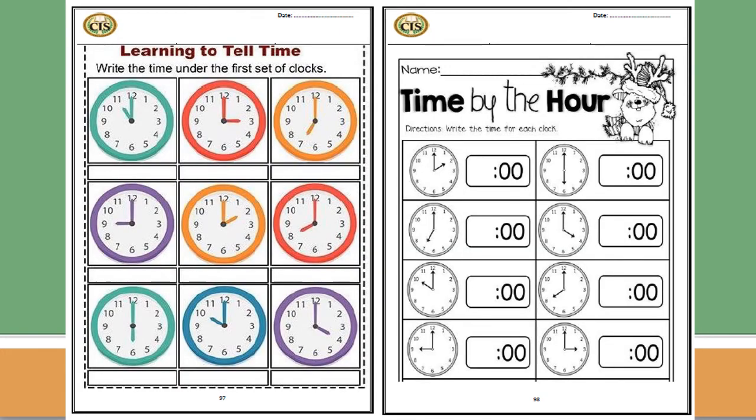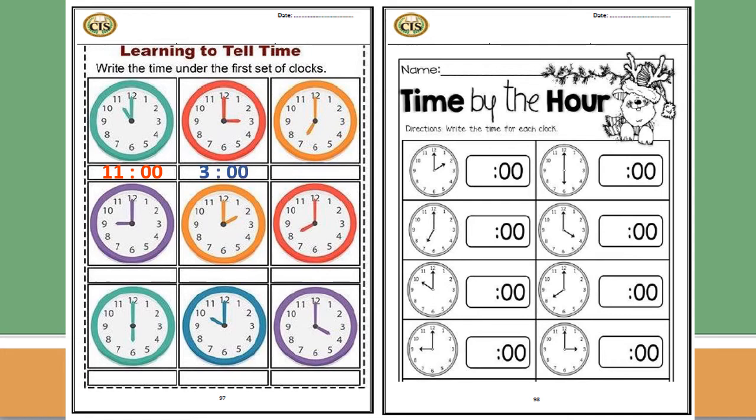Page number 97. Write the time under the first set of clocks. Okay, let's see. In the first clock here, the short hand points to 11 and the long hand points to 12. In digital form, it means 11:00, 11 for hours, 00 for minutes. Here, the short hand points to 3 and the long hand points to 12. In digital form, it means 3:00.